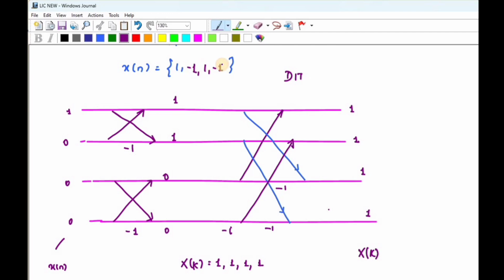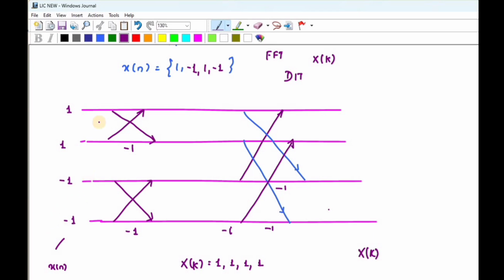Okay, this is a question. They asked to find x of k using the DIT algorithm. So this is x of 0. Now instead of 1, you have to substitute 2, after bit reversal. So 1, 0 becomes 0, 1 now, and 3 is minus 1.